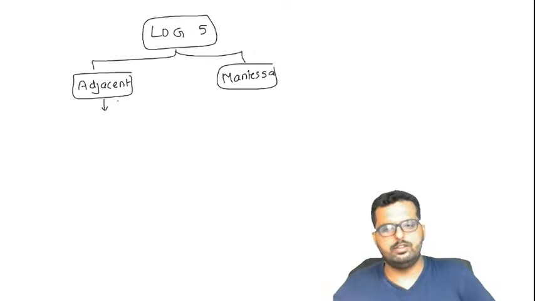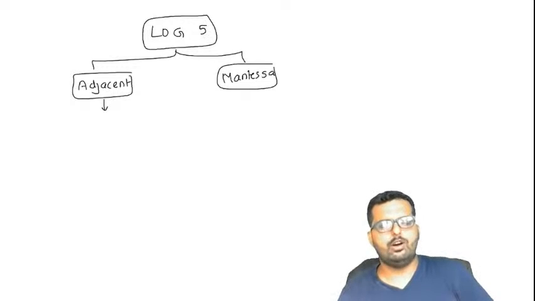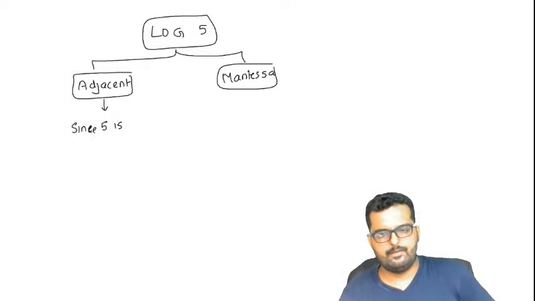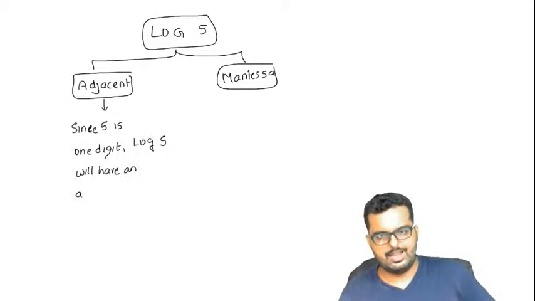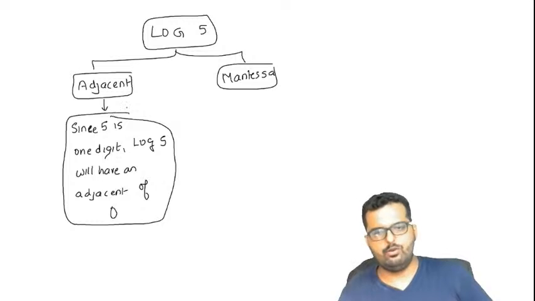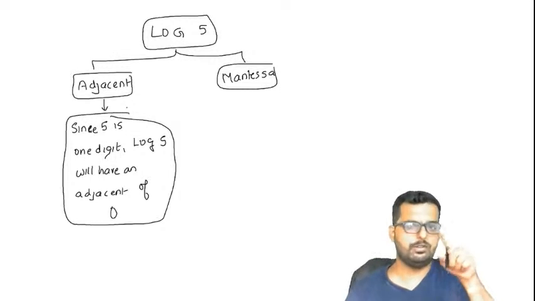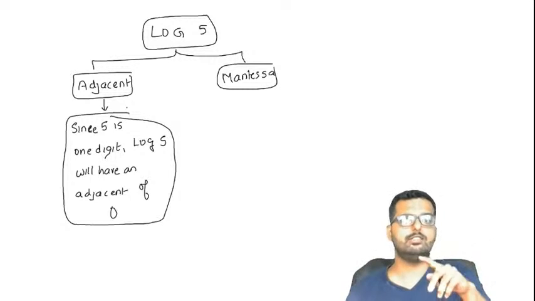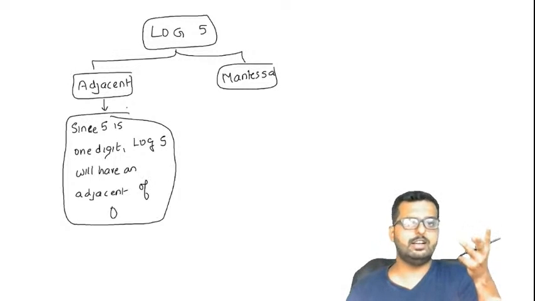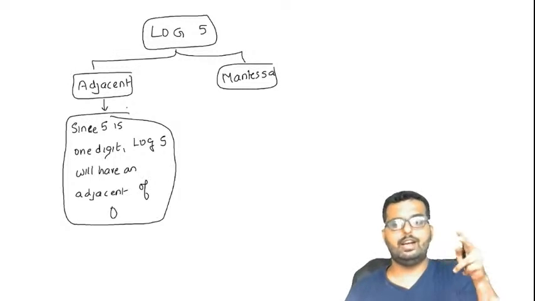I told you this is based on the number of digits. 5 is how many digits? 1 digit. Since 5 is 1 digit, log 5 will have a characteristic of 0. Now why 0? I will tell you. How many digits are there? 1 digit, so the characteristic value will be 0. If there were 2 digits, the characteristic value will be 1. If it was 3 digits, the characteristic value will be 2. Like that it goes on.